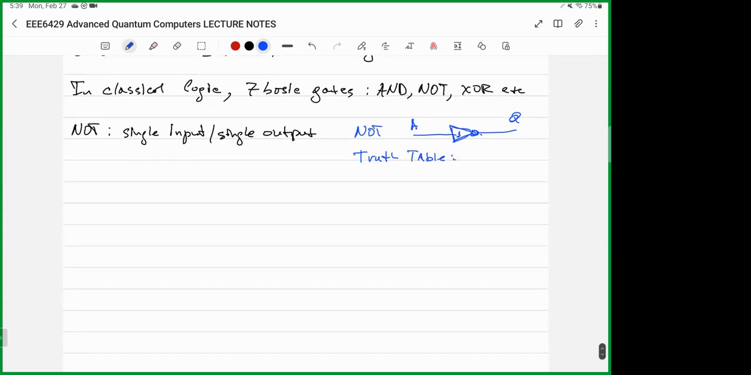Truth table of this gate. So A and Q. What the NOT gate does is basically invert or flip the bit. For example, if I have 0 in the input, in the output I get 1, and if I get 1 in the input, in the output I get 0. Very simple.